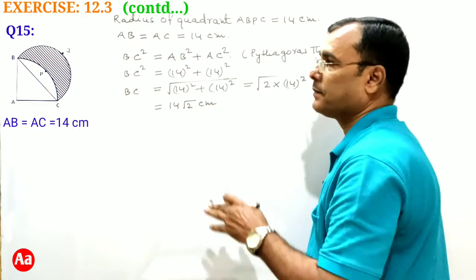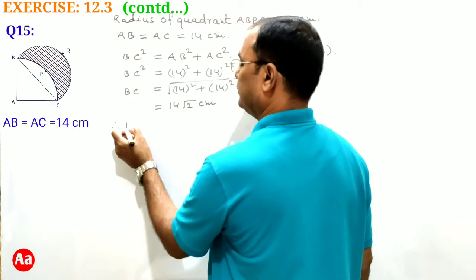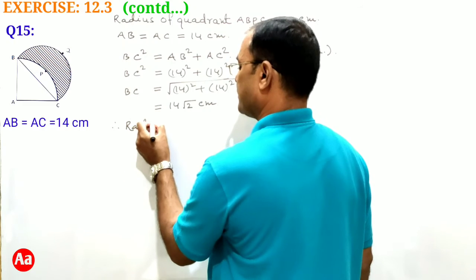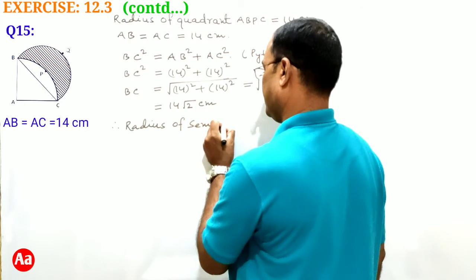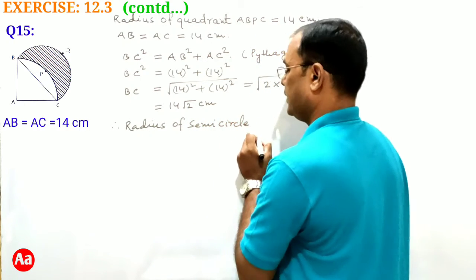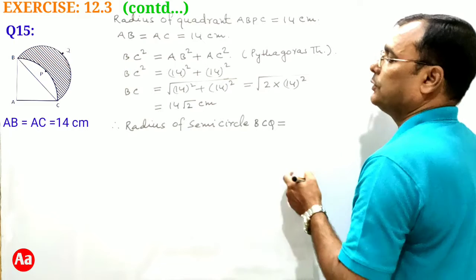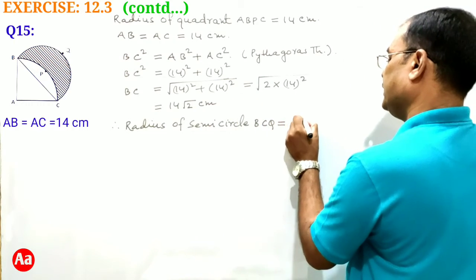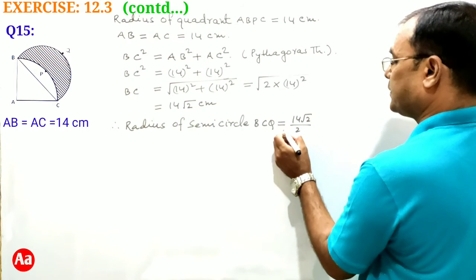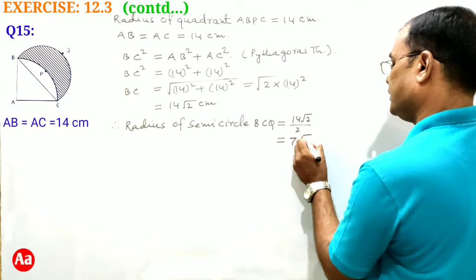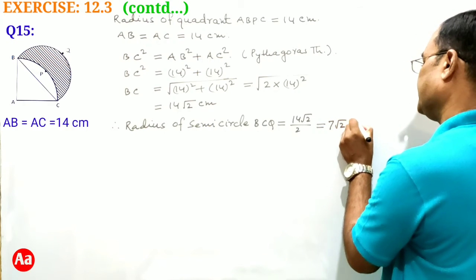This is BC. Therefore, radius of semicircle BCQ equal to, BC is diameter, so 14 root 2 by 2, this is 7 root 2 centimeter.